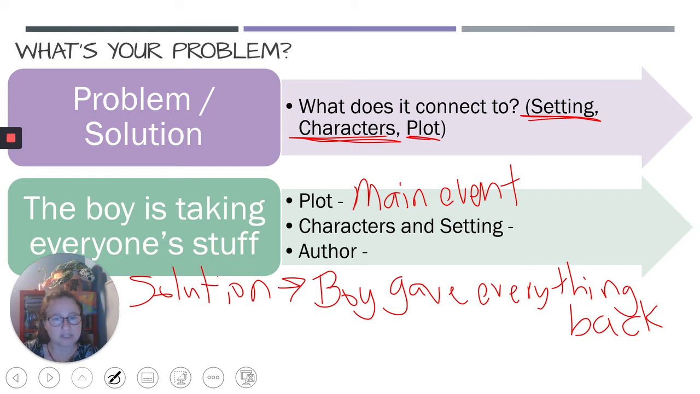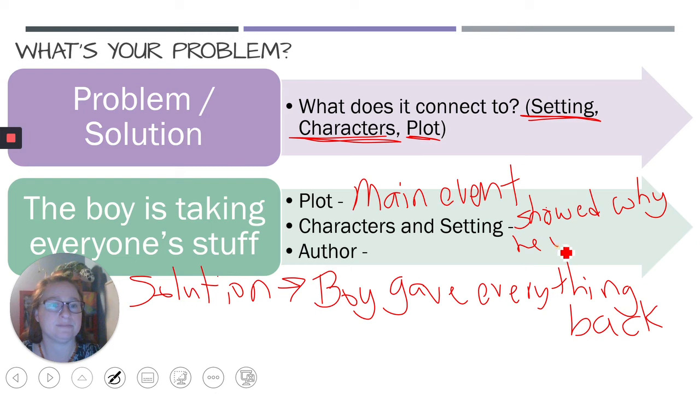Let's talk characters. Did it make a character change or show who they really are? Ooh, stop and think for a second. Did the problem of the boy taking everyone's stuff and the solution of him giving it back show or change the characters? Yeah, it showed why he was so mean. We learned he wasn't just a mean kid for no reason. He was mean because others had been mean to him. So it showed why he was mean. We call that motivation. Showed why he was mean.